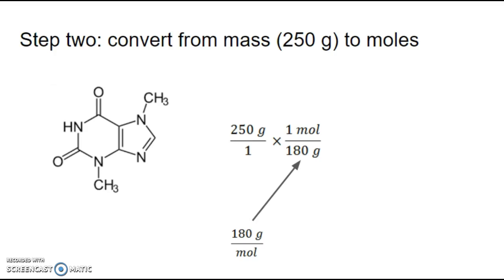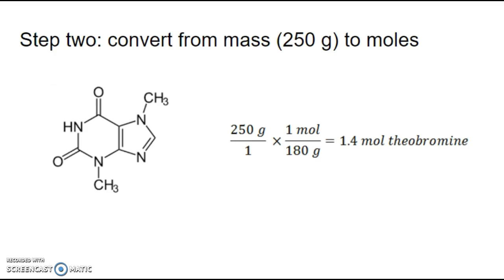So we'll have 250 grams times 1 mole divided by 180 grams. We have grams in the numerator, grams in the denominator. That means that we can cancel those out. So our final unit will be in moles. And I'll give you one more moment to complete this calculation now that we know our final unit. And I calculated about 1.4 moles of theobromine.